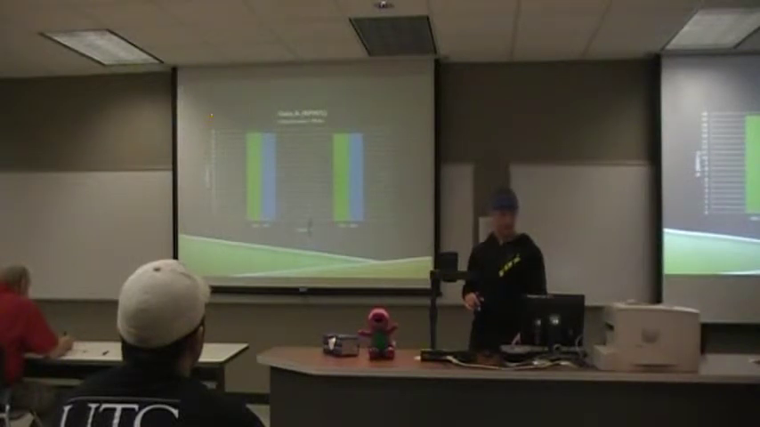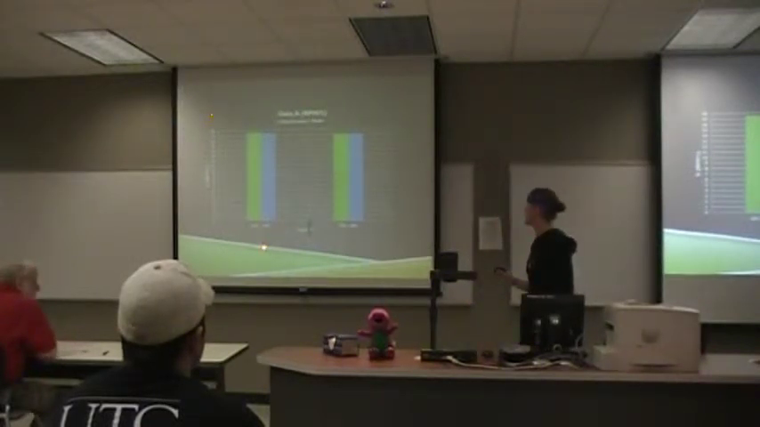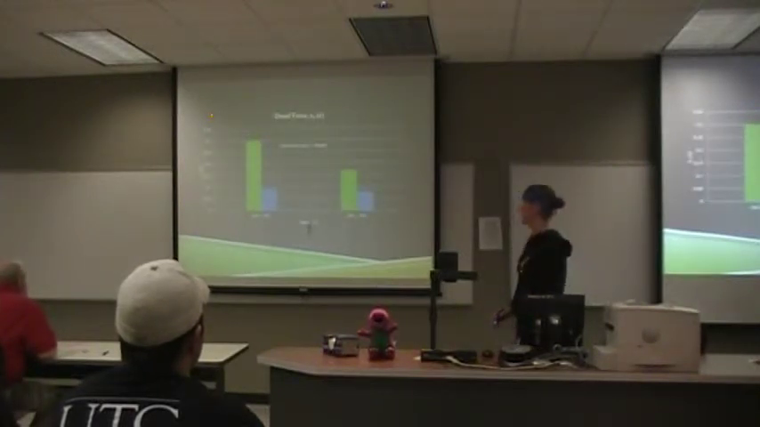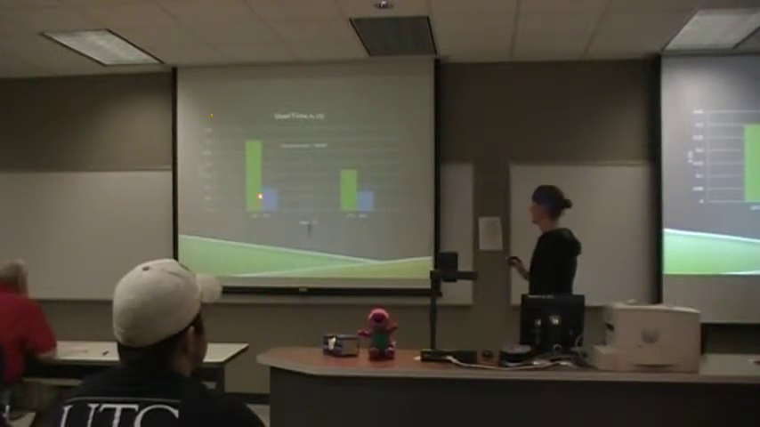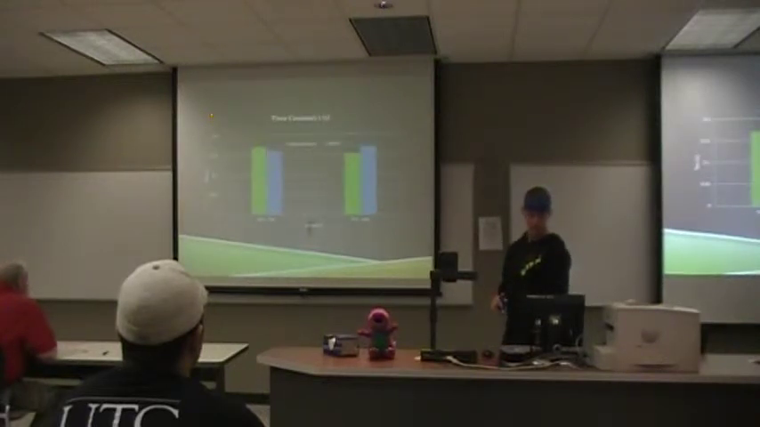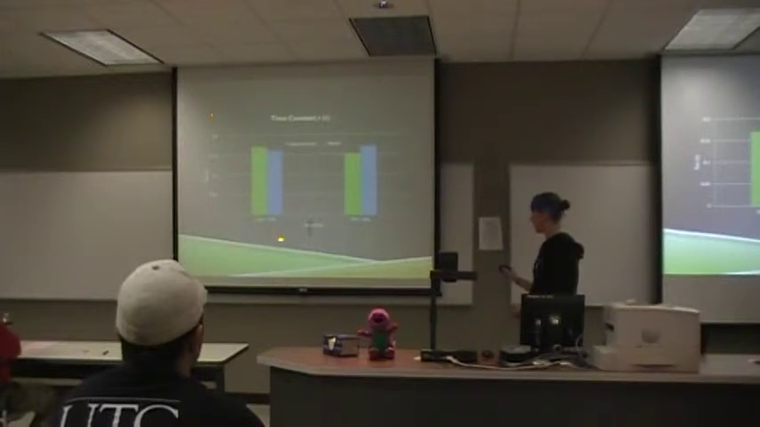So here's a comparison of the gain. They were pretty consistent within ranges and compared to each other. Dead time, however, was a different story. The experiment seems to be a bit higher than the model. Time constant, however, was pretty consistent with each other, within ranges and among ranges.